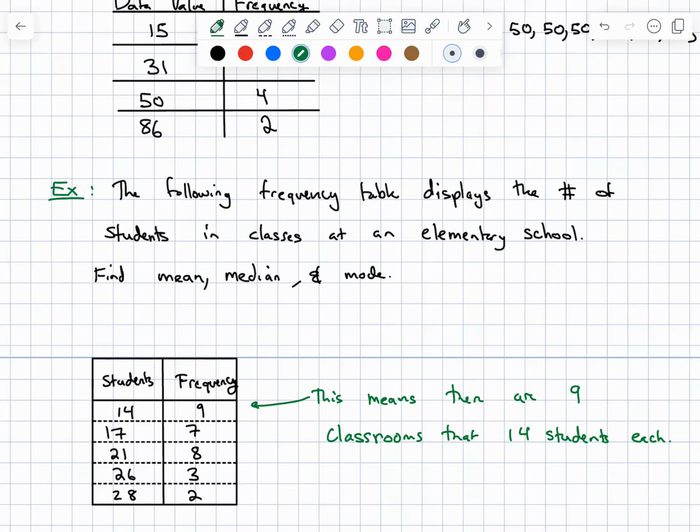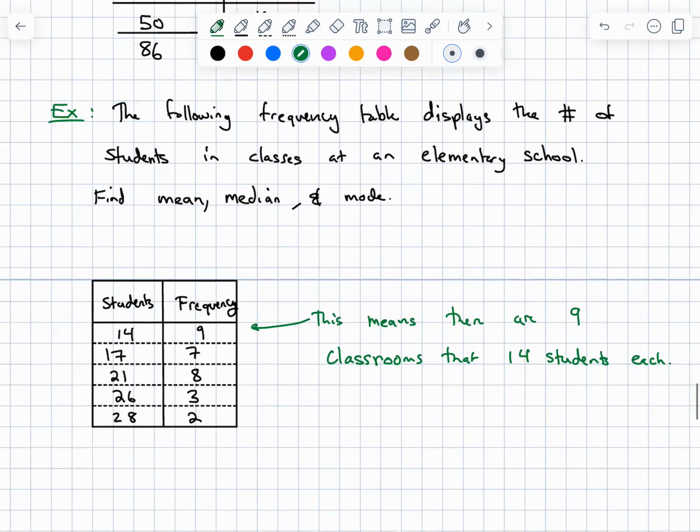So there's 7 classrooms that have 17 students in them. There are 8 classrooms that have 21 students, 3 classrooms that have 26, and regrettably, the last 2 are the regrettable ones. Class sizes should be 20 at most, especially for elementary school. Well, once again, I don't run the world, so.